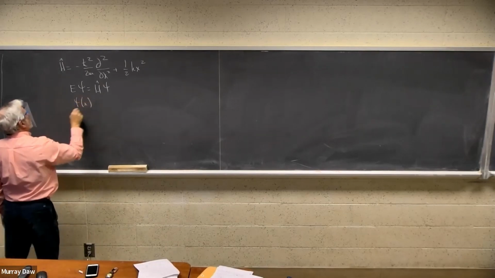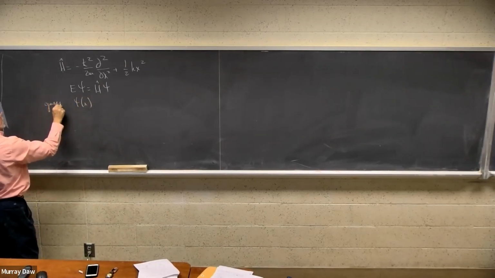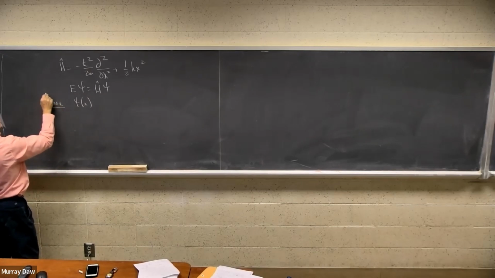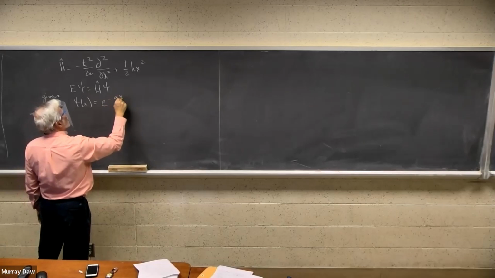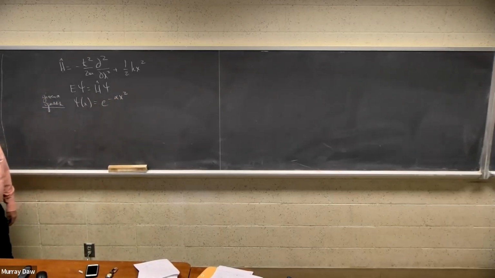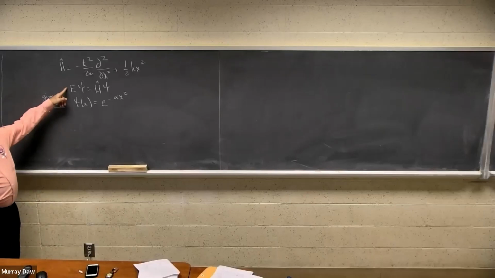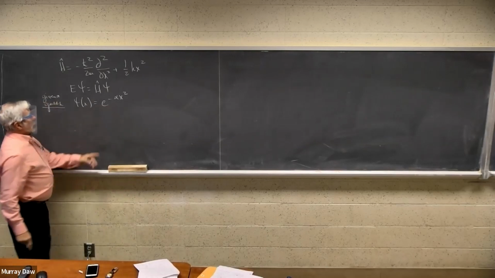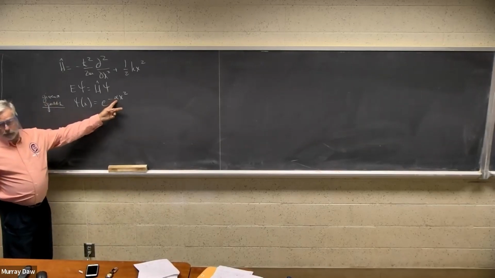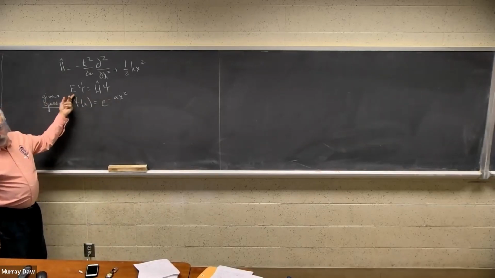And you look at, you're given a guess. And you are to determine whether this can satisfy this equation. So if this guess is to work, you're going to find some constraint on alpha and also on E.